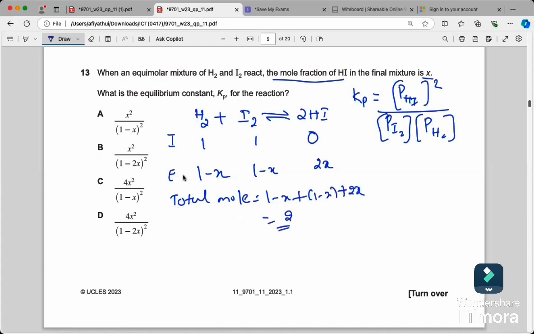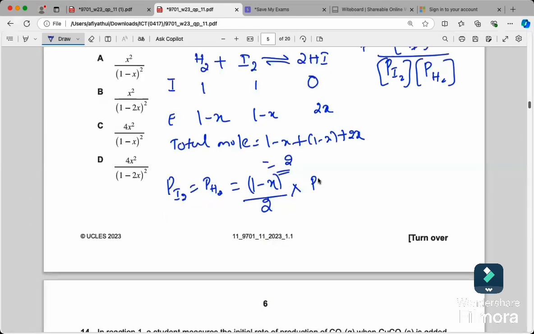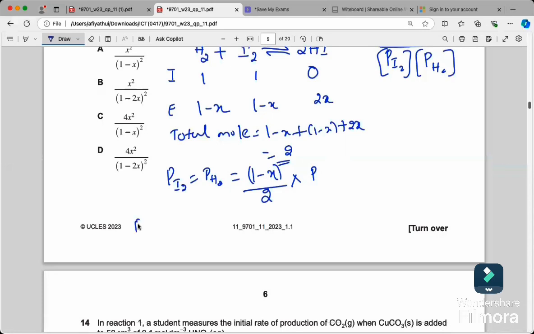Okay, so we need to find the partial pressure for each one of them. Therefore, partial pressure of H2 or partial pressure of I2 will be the moles, 1 minus x, divided by the total moles, into the total pressure. So 1 minus x over 2 into P. And for the HI, the product, it will be x square divided by (1 minus x by 2) whole square into P, right?